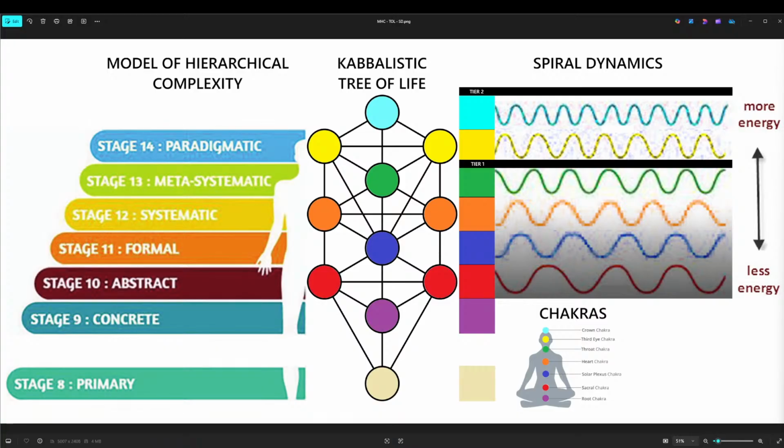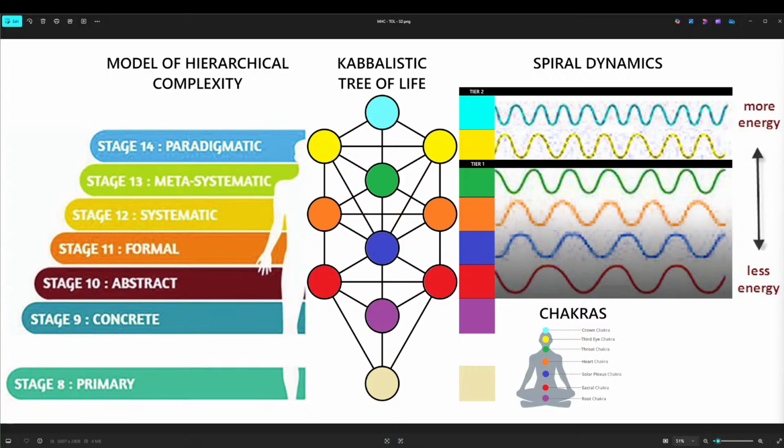But yeah, hopefully that makes sense, and then you can see how well all the correspondences fit together, and this helps to simplify things as much as possible. You can see how on the chakra system, the third eye chakra is yellow, and then the crown chakra is turquoise. So it's just another way of describing the same thing.